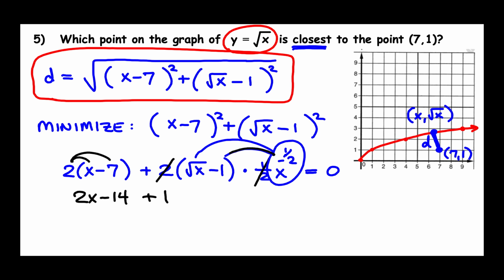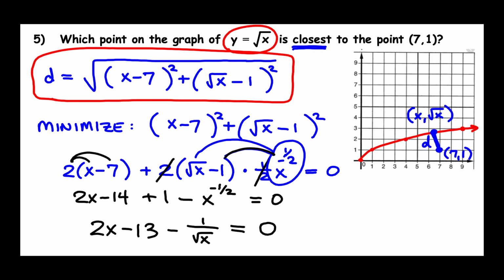And then we have minus x to the negative 1/2. Set that equal to 0. Not a whole lot I can do to simplify it. I mean, yeah, I can turn it into 2x minus 13 minus 1 over rad x. But I'm not going to be able to solve that by conventional means. So I need to graph it.